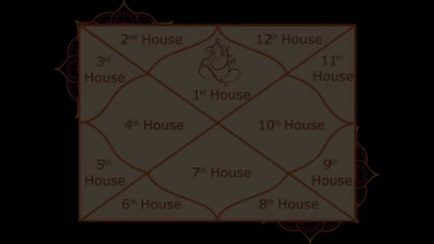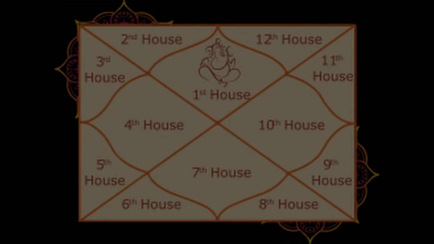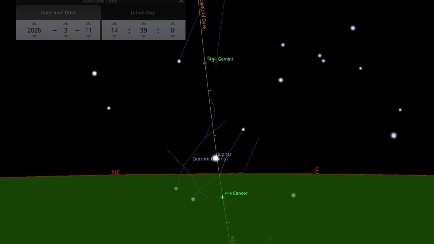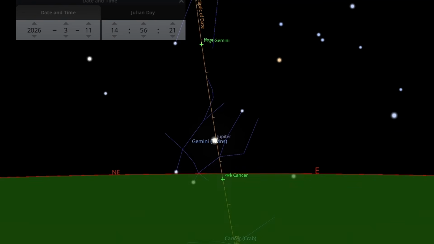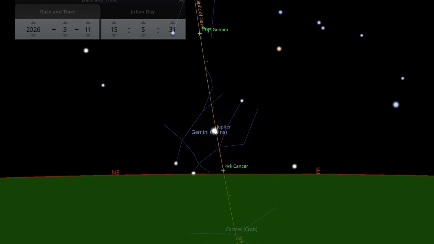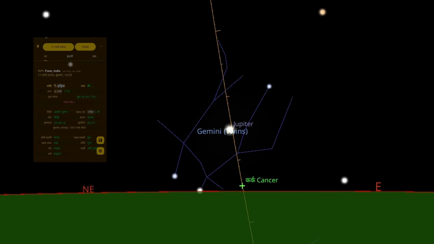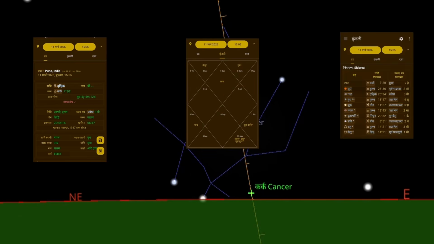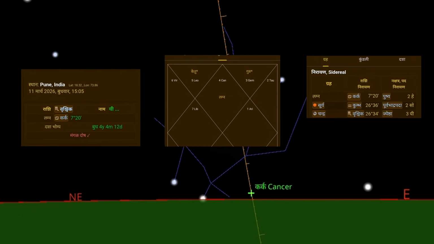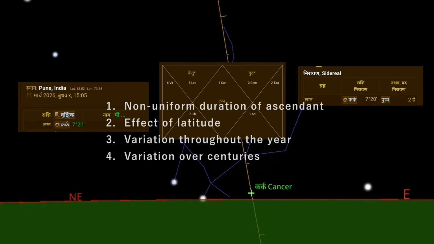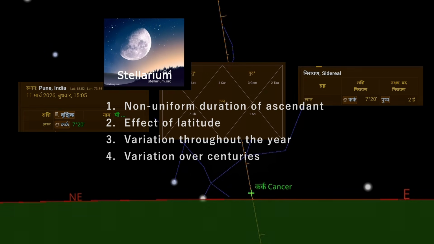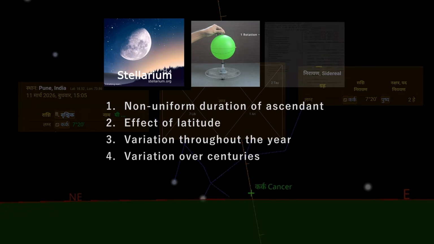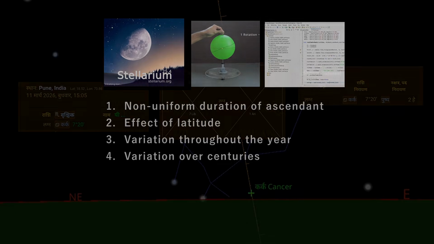Namaste. In this video, we will explore the concept of Lagna or Ascendant from an astronomical point of view. Lagna or Ascendant is the zodiac sign rising on the eastern horizon. It changes roughly every 2 hours due to Earth's rotation. We'll try to answer these points with the help of Stellarium, a physical model, and some Python scripts.